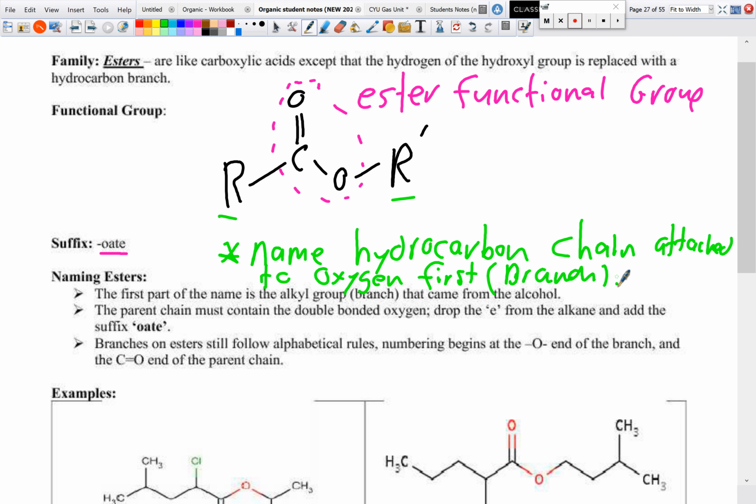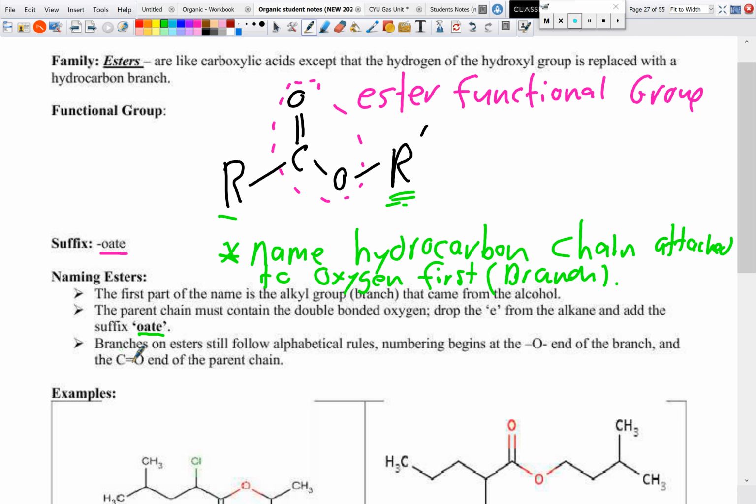So our first thing right here is that the first part of the name is the alkyl group, the branch that came from the alcohol. So when we actually get into organic reactions, that'll make sense because we need an alcohol to react in order to do it. So basically what it's saying right here, this one right here comes from the alcohol, and we're going to have to name that first. Now the parent chain must contain the double bonded oxygen. So that means it's the carbon with the double bonded oxygen, where we drop the E from the alkane name and add oate at the end.